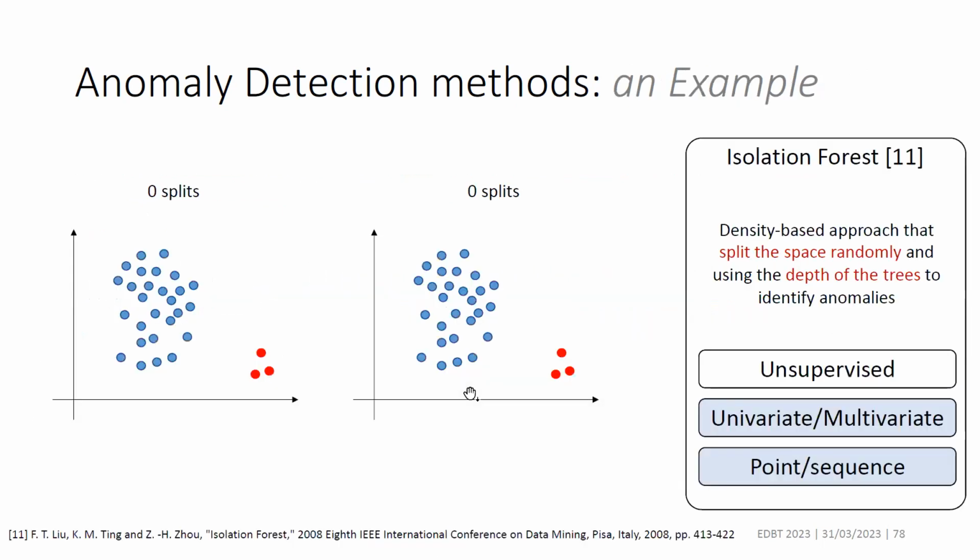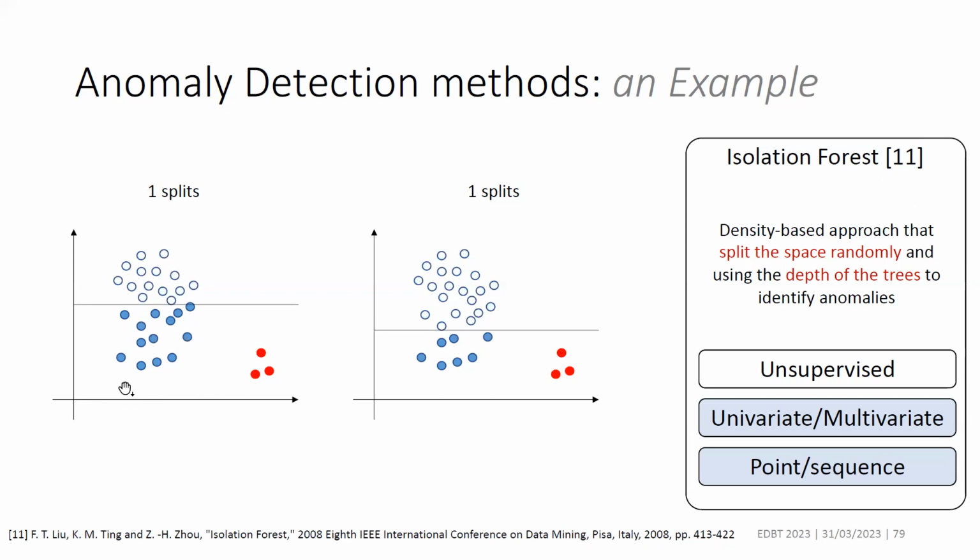Okay, so one of the most famous methods for anomaly detection, not only for time series, is isolation forest. Isolation forest has been published in 2009. So it has been proposed for generic data, not time series, but it actually works well also for time series. So the idea here is that we will try to split randomly the space. Okay, so here we do a split.